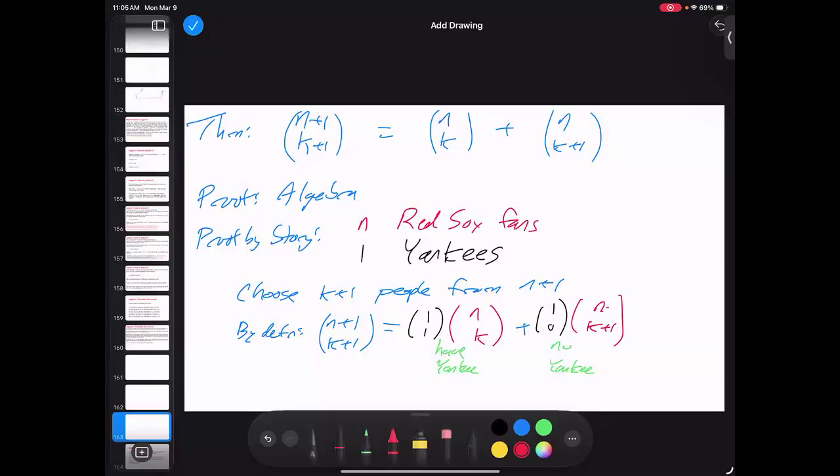So we define 0 factorial to equal 1. It's a very convenient thing. How many ways are there to order nothing? There's one way to do nothing.